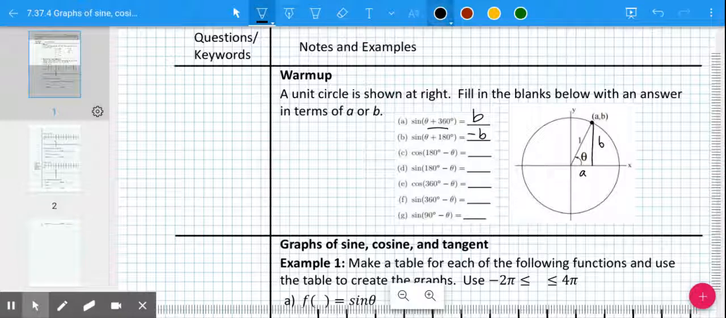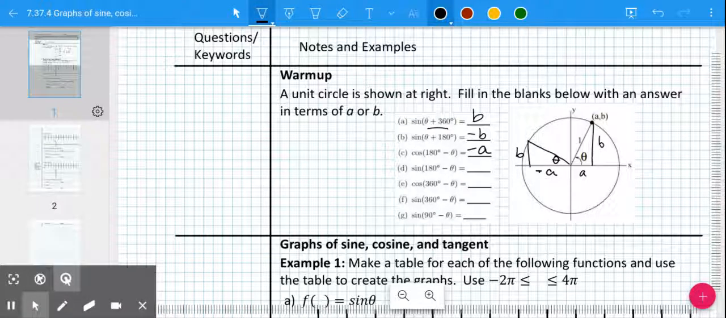Part C is cos of 180 minus theta. So 180 minus theta would be this angle here. If I go 180 and I subtract theta, then I'm going to that quadrant 2 angle. So that's where I'm looking. This has the same reference angle theta, which means the same sides, except notice that this one is negative. So your answer to this is going to be negative A. Go ahead and try part D.